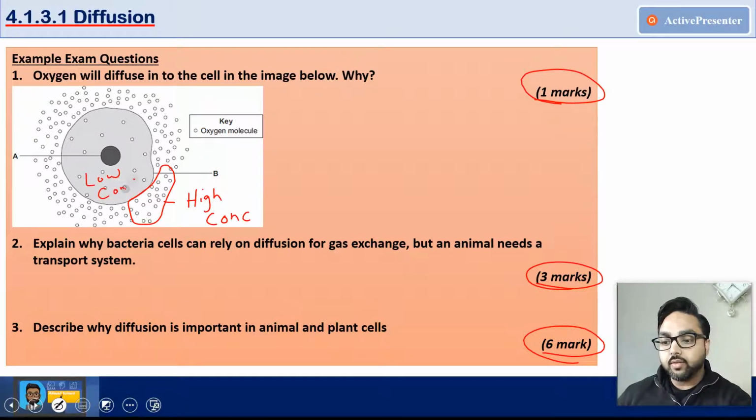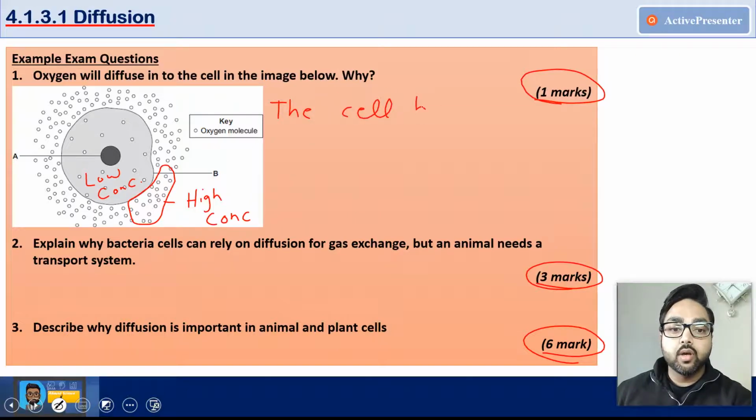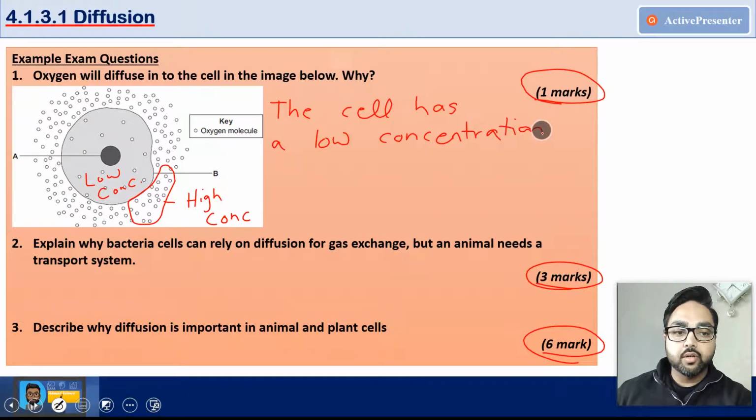So what we know about diffusion is that the net movement of particles will be from a high concentration to a region of low concentration. So in other words, why will oxygen diffuse into the cell? The cell has a low concentration of oxygen.